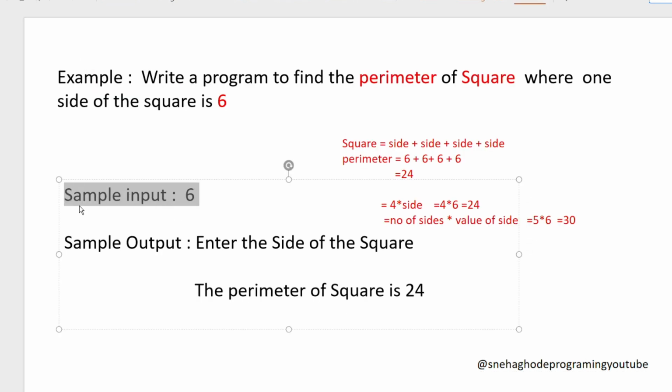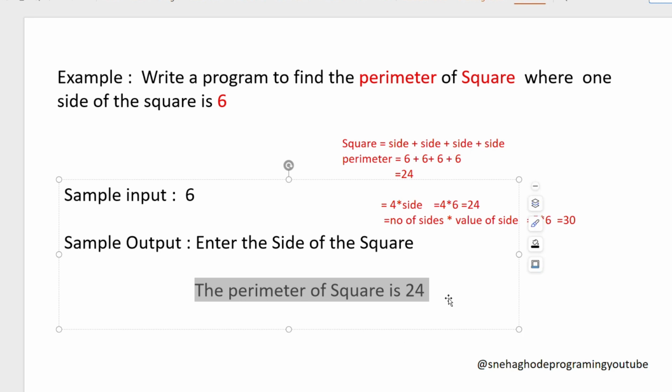Now here a sample input is given. The sample input is 6, and yes, you can take any value to cross-check that it is working fine or not. Then the prompt: enter the side of the square. This is the output we need to see. We need to find it on the screen. Then the perimeter of the square is 24. This we want to print. We can consider this as a test case, and this test case must pass.